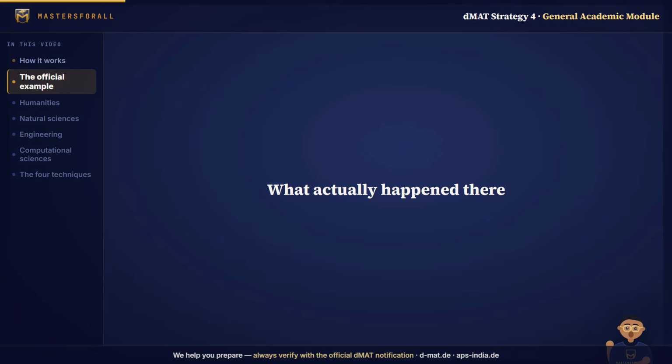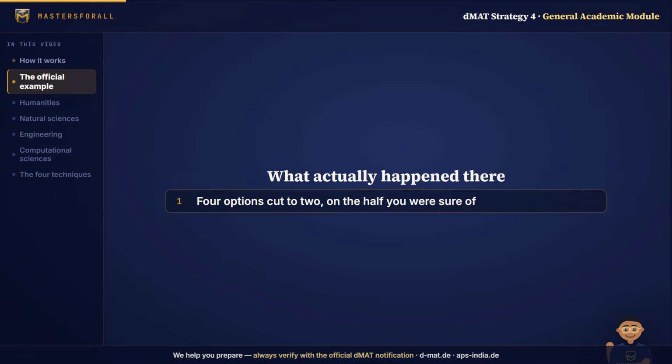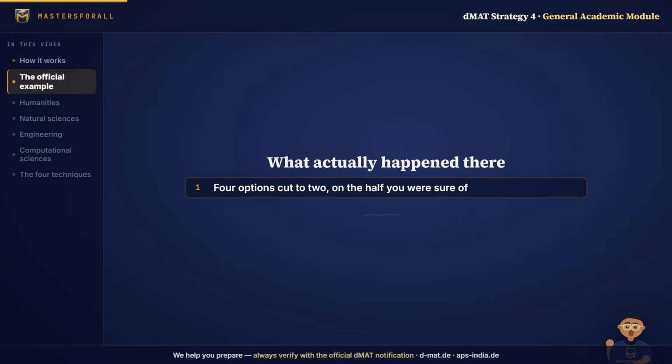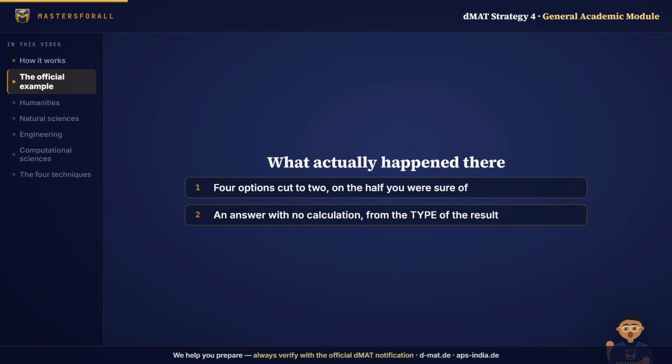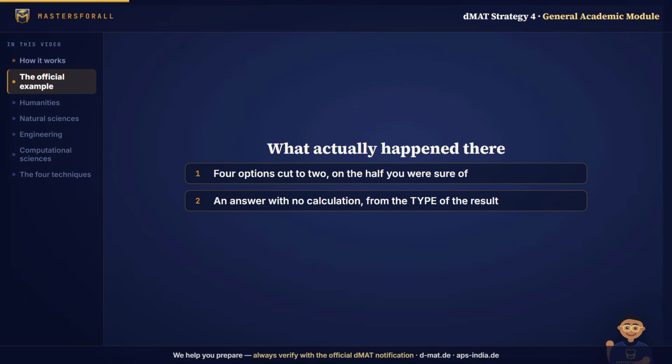2 official questions. Look at what happened in them. In the first, you cut 4 options to 2 by answering the half you were sure of. In the second, you answered without calculating because you asked what kind of thing the answer had to be. That is not luck, and it is not my invention. That is the examiner's own material telling you how it wants to be read. Now 4 texts of my own, each turning one of those instincts into a technique you use on purpose.